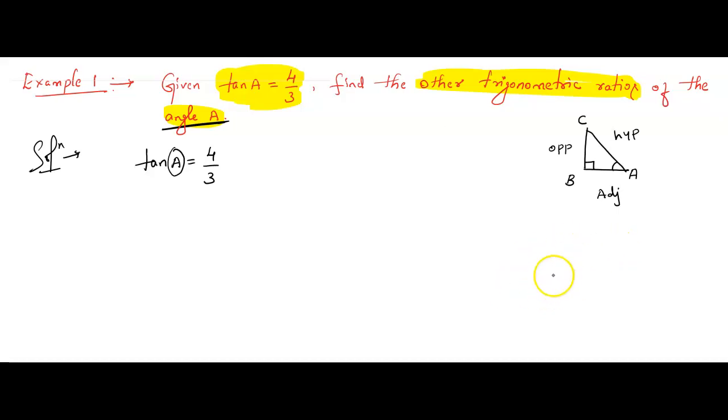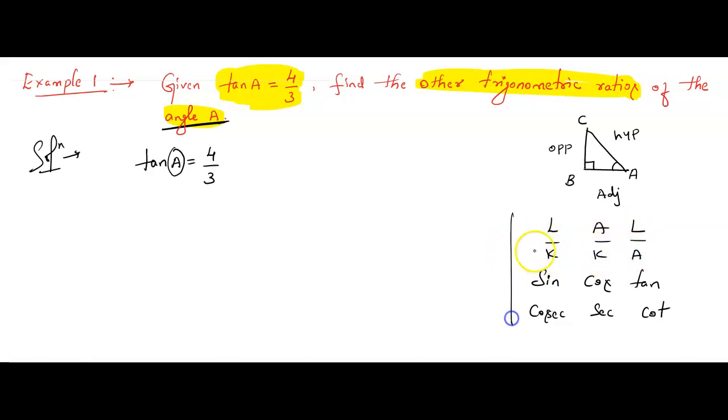Got it? Now see children, what is this? That is sine, cos, tan, cosecant, secant and cot. Okay, and we are using the logic that is lal hamara kk, lal hamara kka. So these are the basic things you have to write before you solve any problem.